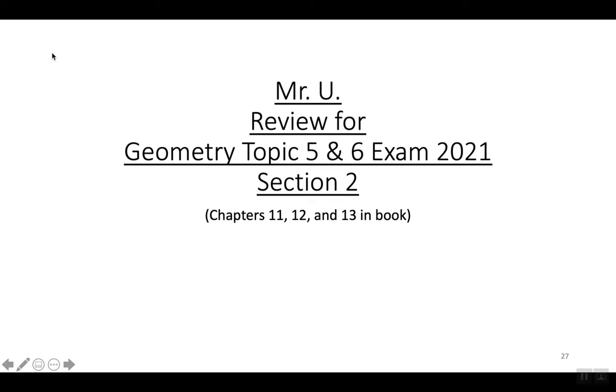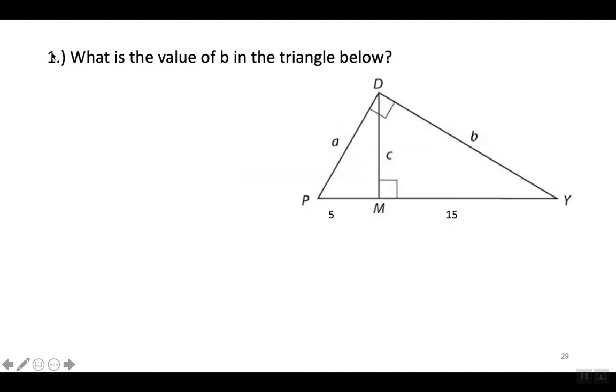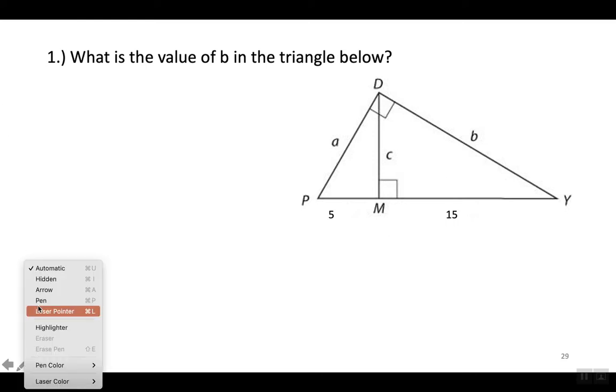Review for Geometry, Topic 5 and 6, Exam, Section 2. Section 2 has 14 questions. Question number 1. What is the value of B in the triangle below?